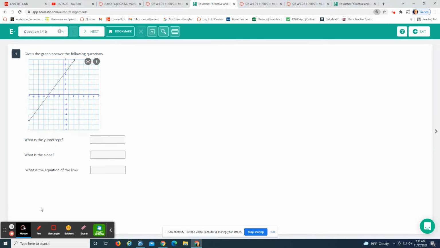What is the y-intercept? When we look at this problem, right here in the center of the graph, where the line crosses the y-axis, that is called the y-intercept. In this case, we use the letter B to represent that. The B in this problem is the number 4.